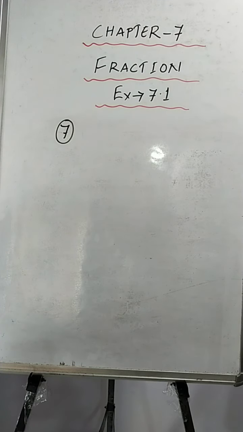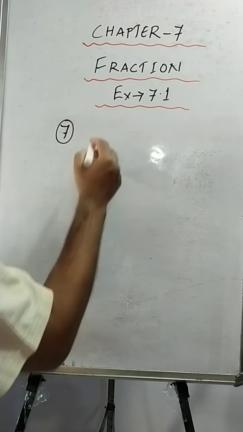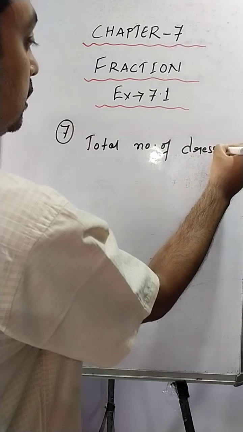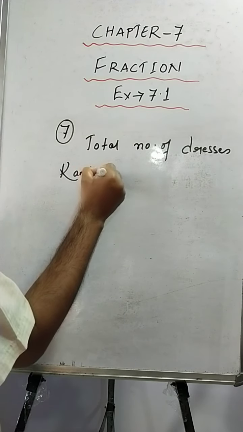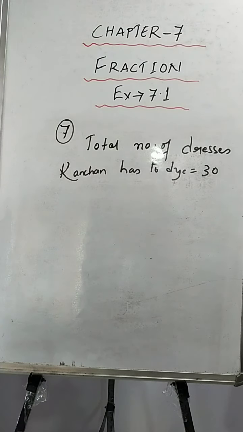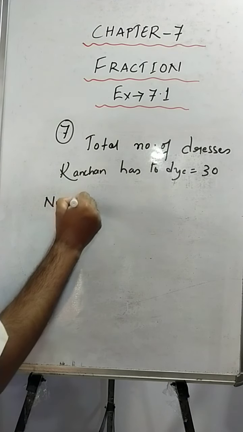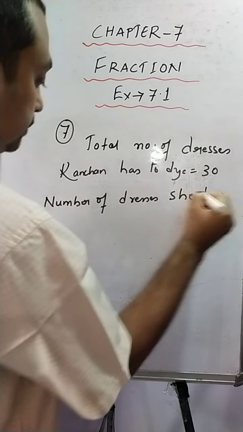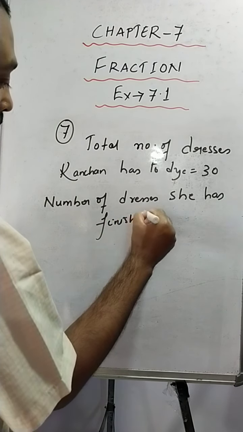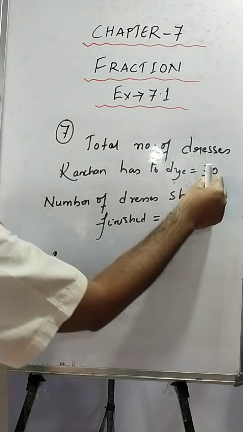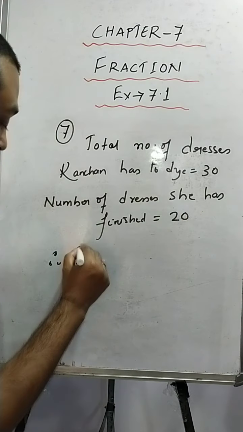Now the first thing that we have to write is the total number of dresses Kanchan has to dye. That is what? 30. And what is the number of dresses that she has finished? So we'll write that also. Number of dresses she has finished. That would be 20. So what will be the required fraction? Out of 30 dresses, she has finished 20. So what will be the required fraction?